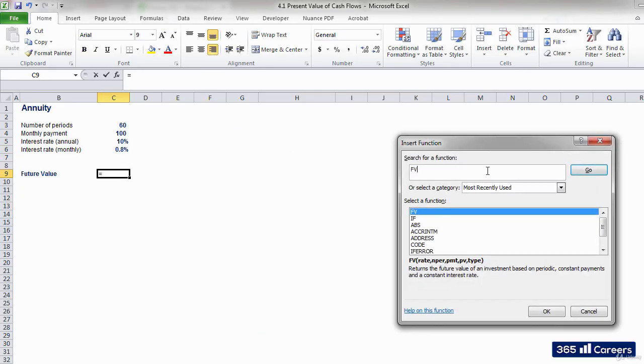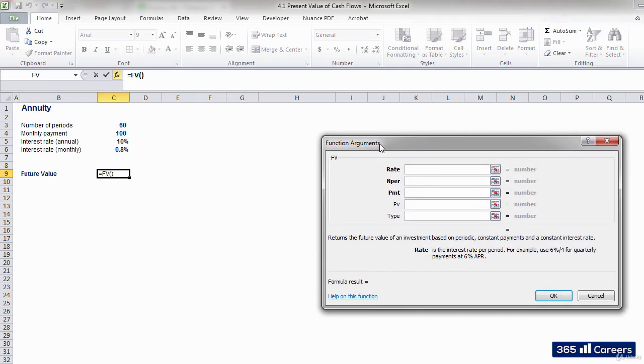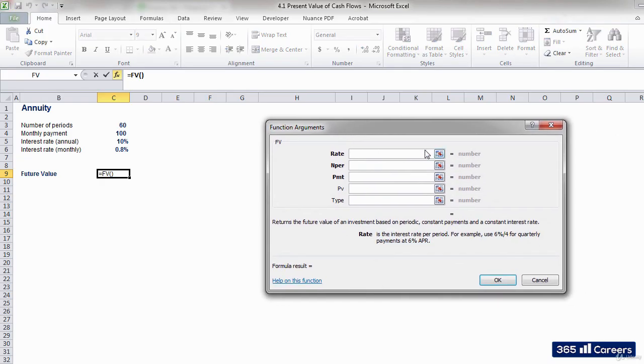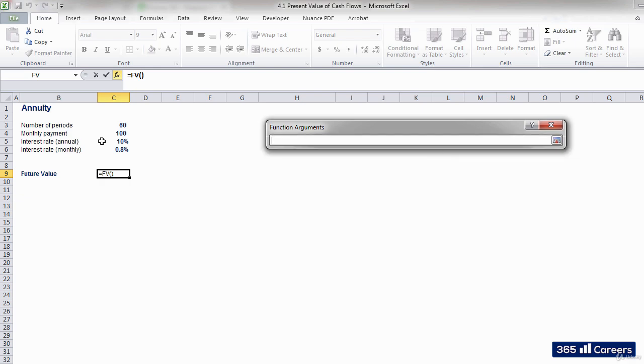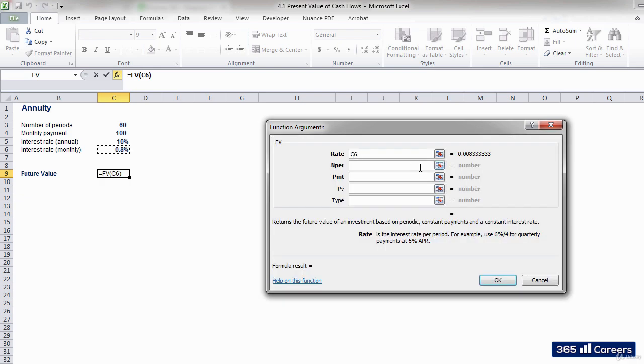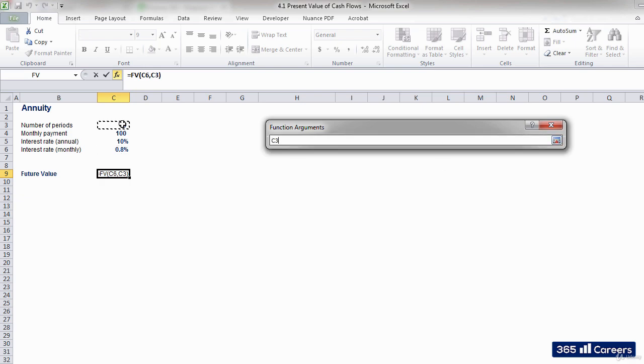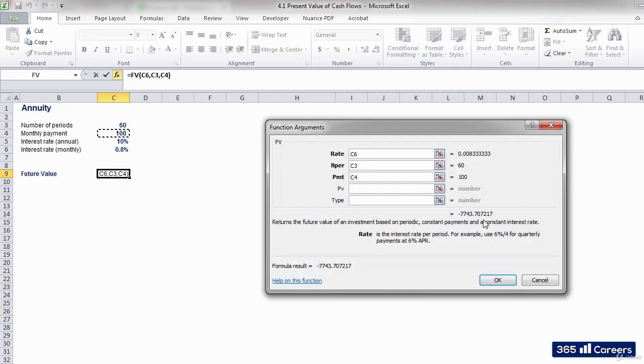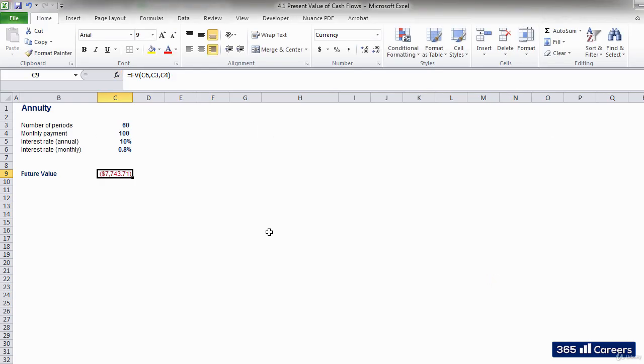Now, let's use the FV formula in order to calculate the future value of our 5-year annuity. First, we have to select an interest rate, then the number of periods, and finally, the monthly payments that we'll make. The other two inputs are not compulsory. Let's leave them as they are. I'll click OK, and here's the output of our formula.